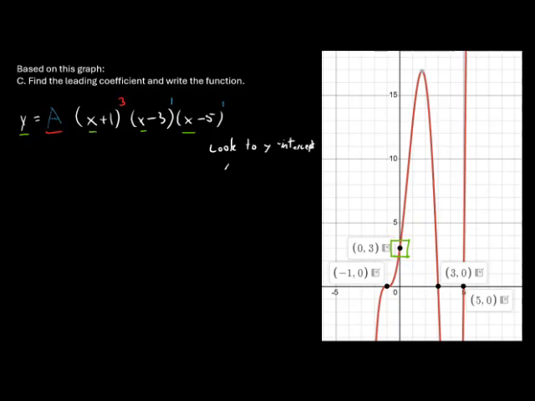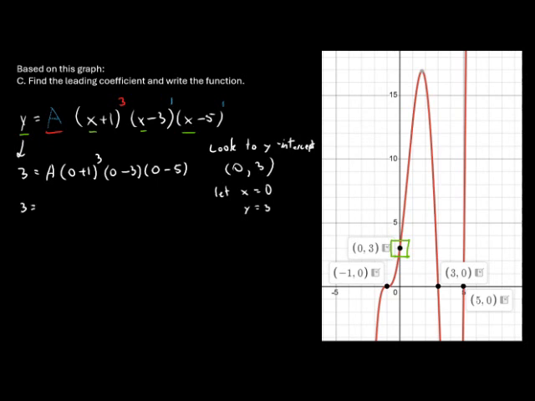Our y-intercept is 0, 3. So let's look at what happens if we let x equal 0 and let y equal 3. If we replace the y with 3 and the x with 0, we'll have 3 equals a times 0 plus 1 to the third power times 0 minus 3 to the first power times 0 minus 5 also to the first power. We'll have to simplify all this math.